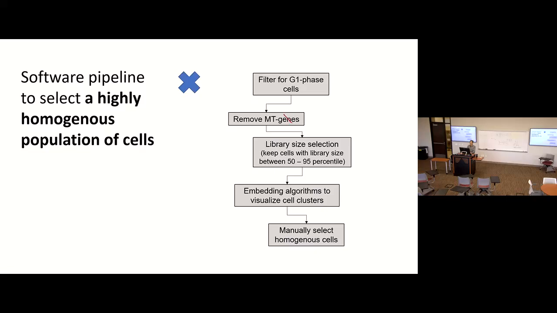We also remove mitochondrial genes and make the library size very narrow, and all the cells have to be in there. We use different algorithms to do the visualization, and also manually select a group of cells which are homogeneous. So we try to select a highly homogeneous population of cells in order to have a good estimation of gene expression noise. Our definition of noise is genes expressed differently among cells which are in the same cell type in the same states. So we want to collect a set of very, very homogeneous cells.